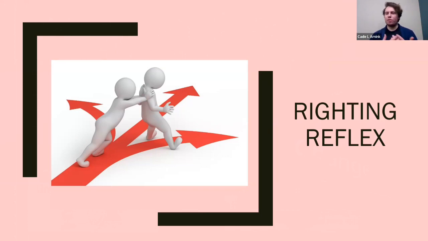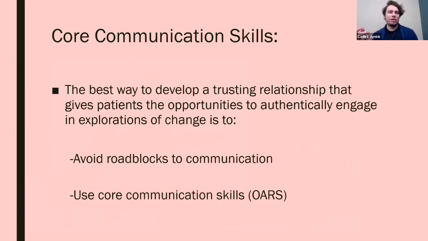And for those of you who've experienced MI, you know that when you're talking to someone, you have these feelings come up where, oh, I know what the right thing to do is. I need to tell someone, I know how to solve this issue. And so when we're doing MI, we want to be aware of when this reflex comes up and how we can navigate that. And the way we navigate that is with core communication skills. The best way to develop a trusting relationship that gives patients opportunities to authentically engage and explore conversations of change is to avoid roadblocks of communication and to use core communication skills. And before we explore that, I want to show a video.